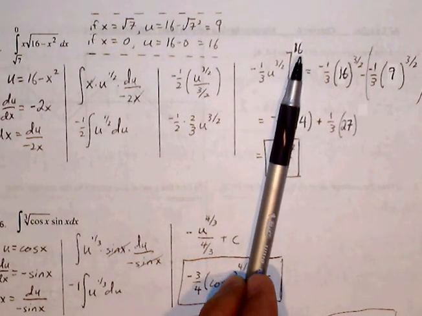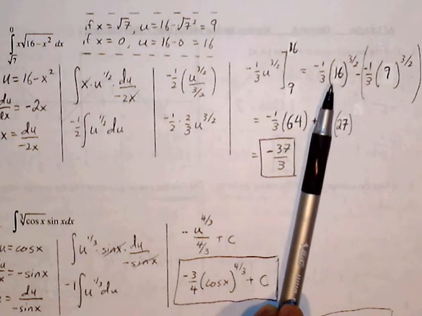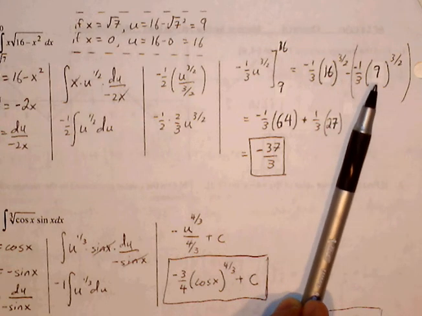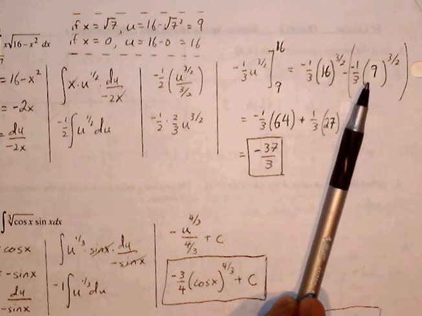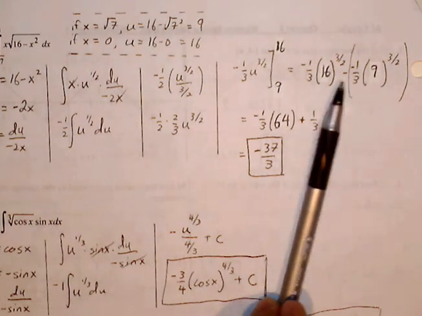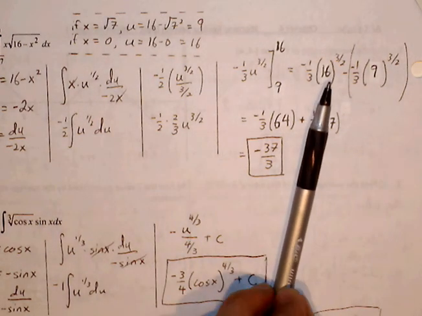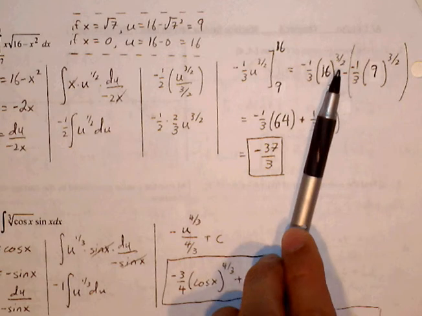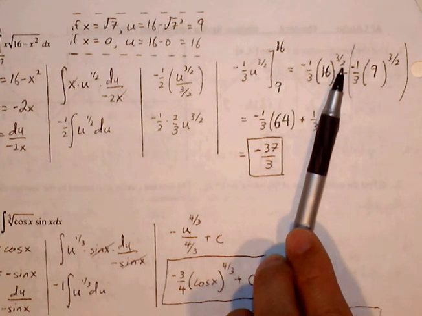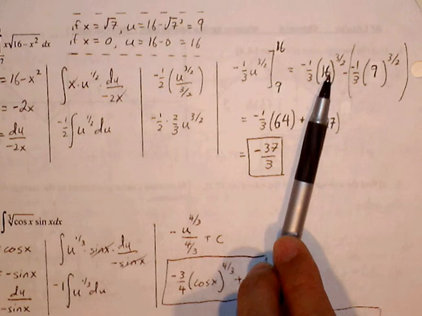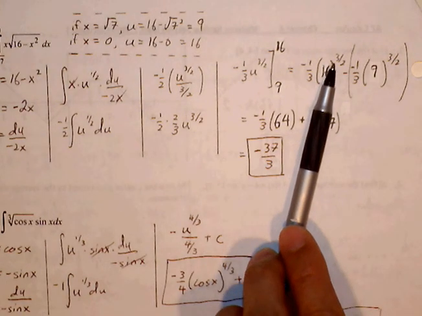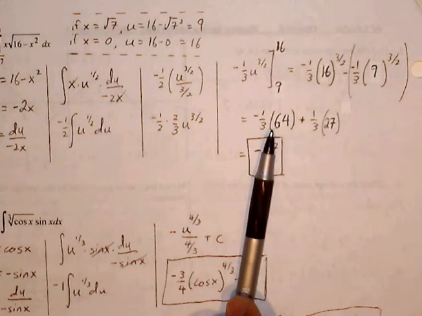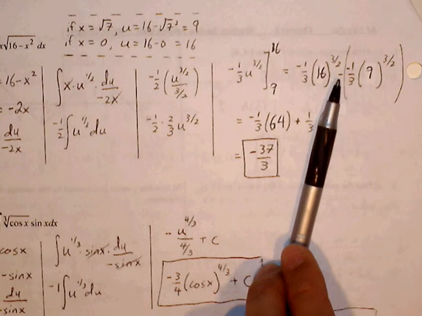Plug the upper bound first. 16 goes in for u, so we get negative 1/3 times 16 to the 3/2 minus negative 1/3. Now we're ready to plug in the lower bound. Plug 9 in for u, 9 to the 3/2. Now 16 to the 3/2, we can simply evaluate this without having to use a calculator, because we can find the square root of 16 first. So this 2 in the denominator represents the square root. So the square root of 16 is simply 4, and then we take 4 raised to the 3rd power. 4 to the 3rd power is simply 64, so that's what we have here. Okay, the 2 negatives cancel out, gives us a positive.